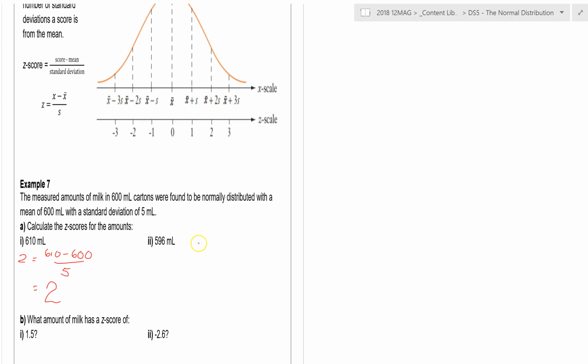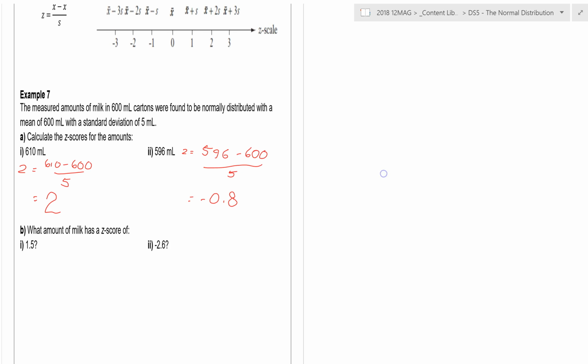For this one, I have Z equals 596 minus the mean of 600. This time the score is below the mean, so I get a negative, divided by the size of a standard deviation, which is 5. So this time I am 4 below. Negative 4 over 5 is negative 0.8. So that is a Z-score of negative 0.8. That's not terribly hard. Let's keep going.